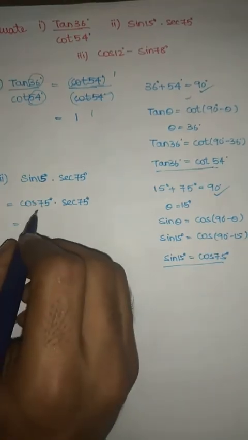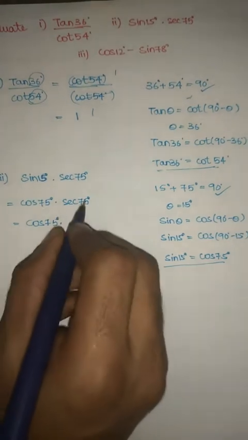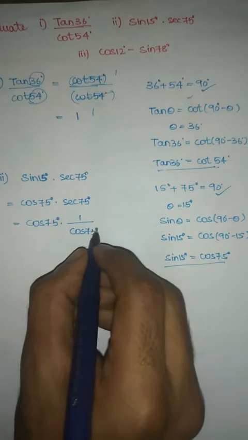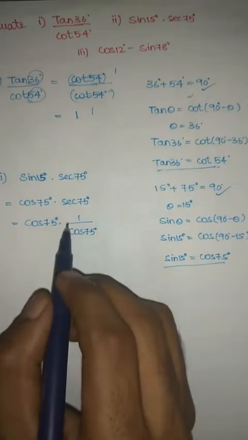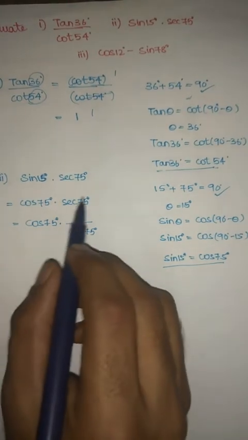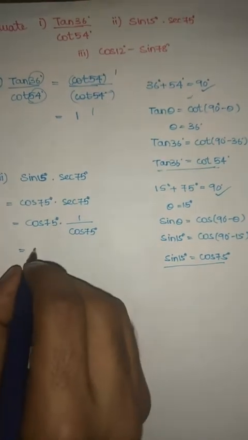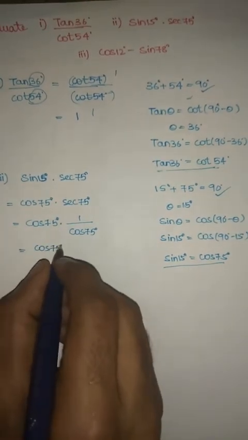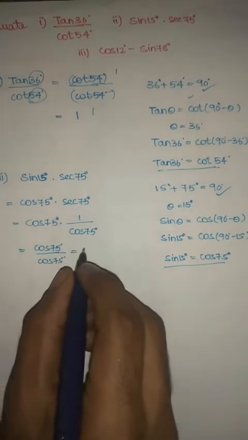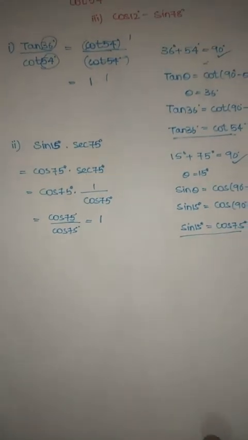Now we know that secant 75 can be written as 1 by cos 75, because secant and cos are reciprocal to each other. So in place of secant 75, we can write 1 by cos 75. So it is nothing but cos 75 degrees by cos 75. So this value is equal to 1. Now let us solve the third one.